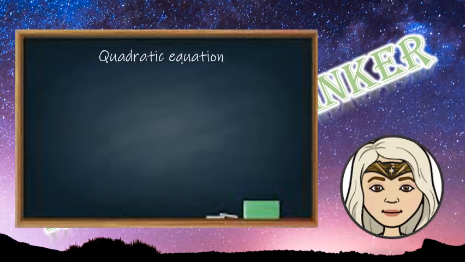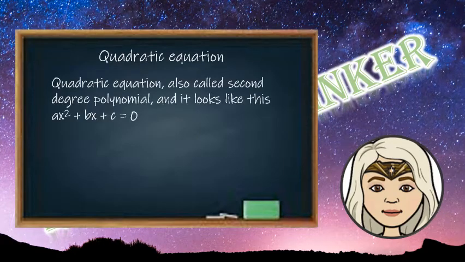As mentioned in the previous episode, today we'll dig a little deeper into the quadratic equation. The quadratic equation is also called a second-degree polynomial, and it looks like this: ax squared plus bx plus c equals 0, i.e. some number times x squared plus some number times x plus some number equals 0.